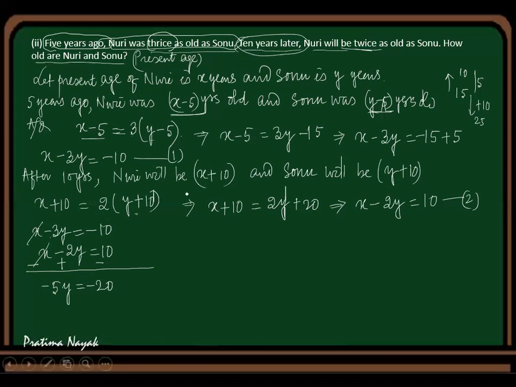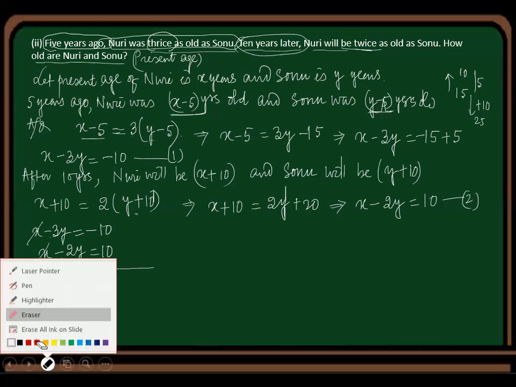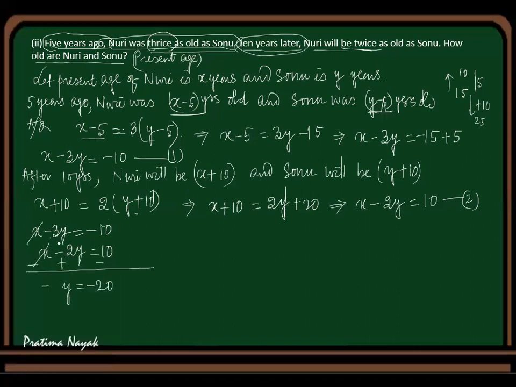Where is the problem? Sorry, it will be only y, not 5y. Minus 3y plus 2y is minus y, equal to minus 20, or this gives you y is equal to 20. So this is the age of Sonu.